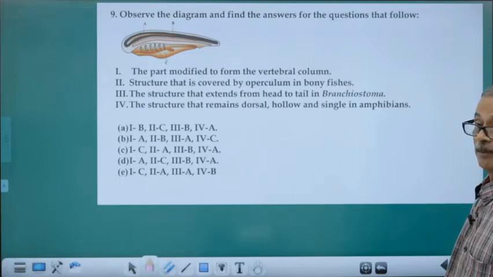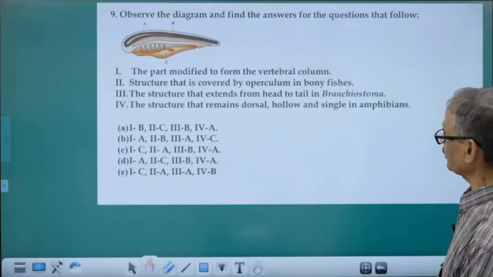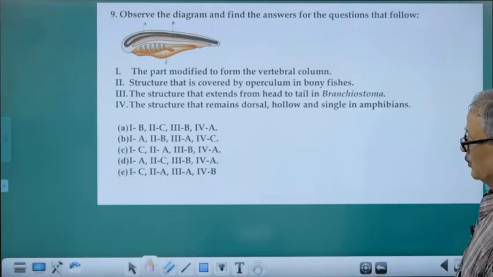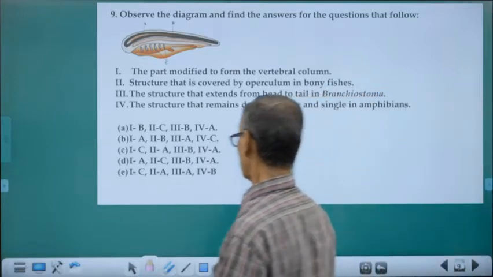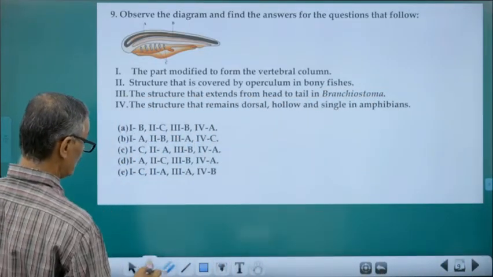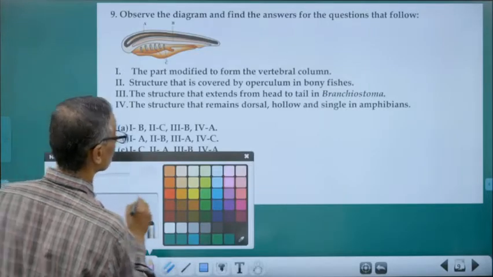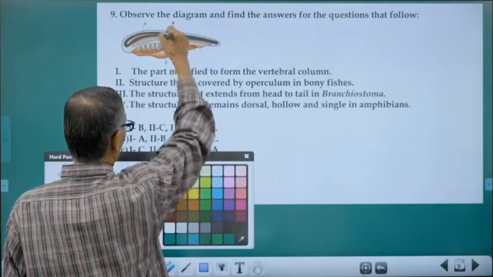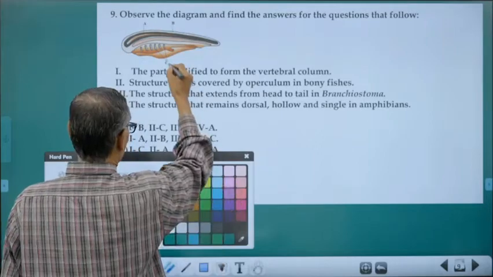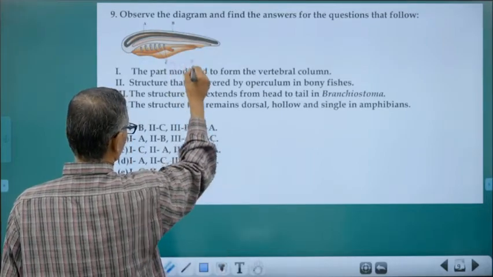This is the typical organization of a chordate. Whenever a diagram question is there, as I always tell you, first identify what is A, B and C. C is the gills.